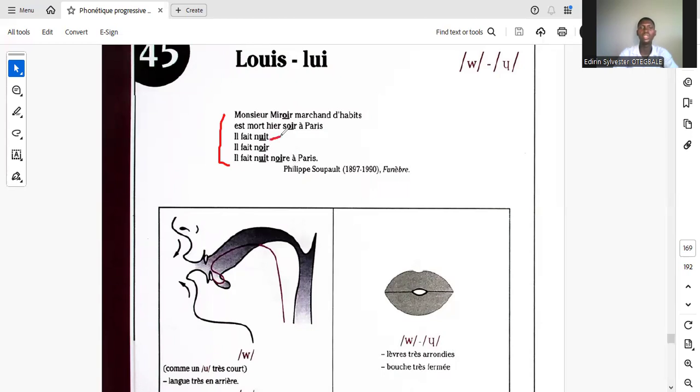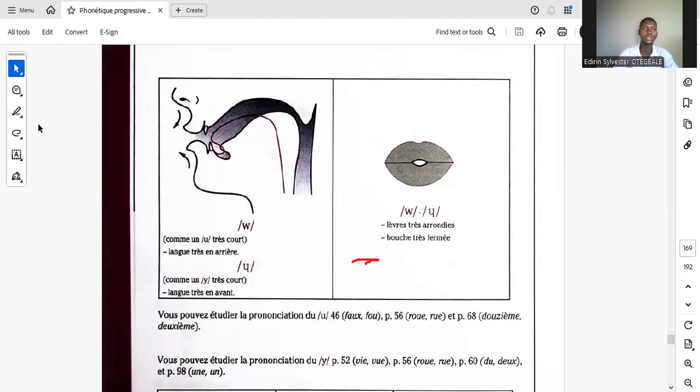So you see nuit, you see noir, nuit, noir. Give me those two phonemes. You have miroir and soir. So these phonemes, how are they realized? We are going to come to that in a jiffy. Let's look at more explanations now.